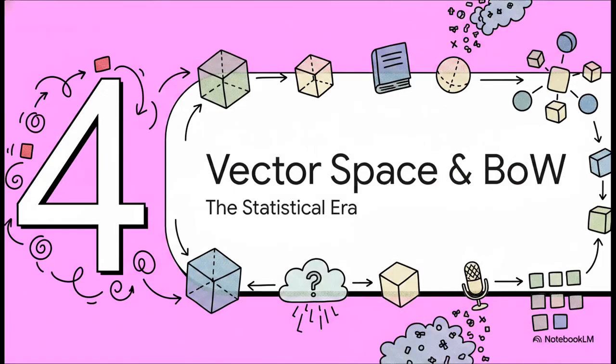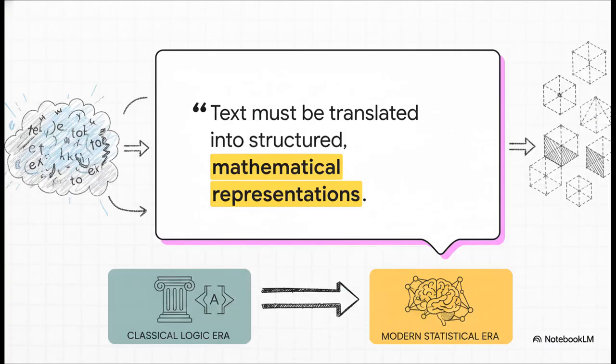On to Section 4, Vector Space and Bag of Words. Eventually, the field hit a wall. Writing manual logic rules for every single word and context just couldn't scale to handle the entire internet. We needed a totally new approach. As our source material perfectly sums it up, text mining algorithms cannot process raw text strings directly.